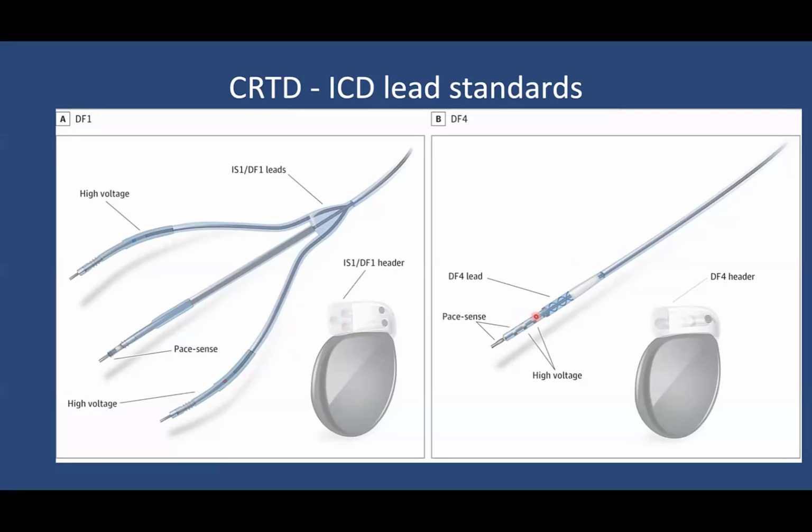This was simplified again about 15 years ago into a single DF4 lead and allowed pace sense functionality, which you could test with a tip and ring using the standard calipers, or you could do tip testing unipolar to the patient's pocket to establish whether or not you had good pacing vectors.